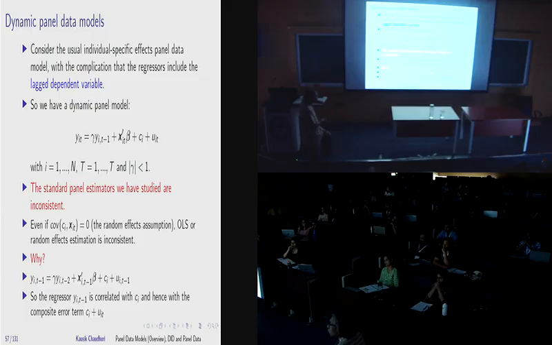Look at the problem. The regressor y_i,t-1 is correlated with C_i, and hence with the composite error term C_i plus U_it, because I cannot get rid of the correlation between y_i,t-1 and C_i. And if it is correlated with C_i, then it is automatically going to be correlated with the composite error. Clear? Because my composite error term in the original model is C_i plus U_it. You see the logic? Right?